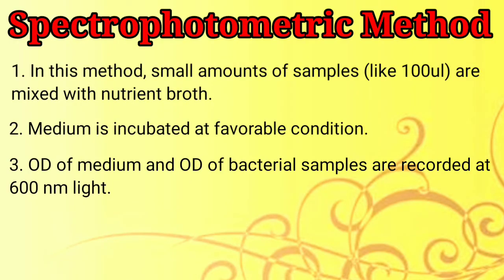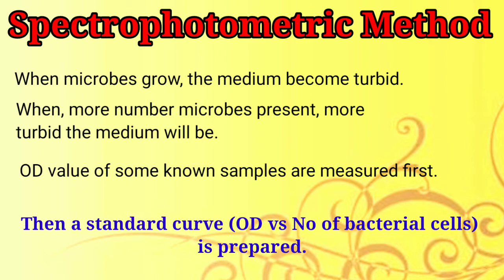Another widely used method is spectrophotometric method. It indirectly measures the turbidity of the culture. As the number of bacterial cells increased, the turbidity also increased proportionally. And it absorbs more amount of light at 600 nanometer.